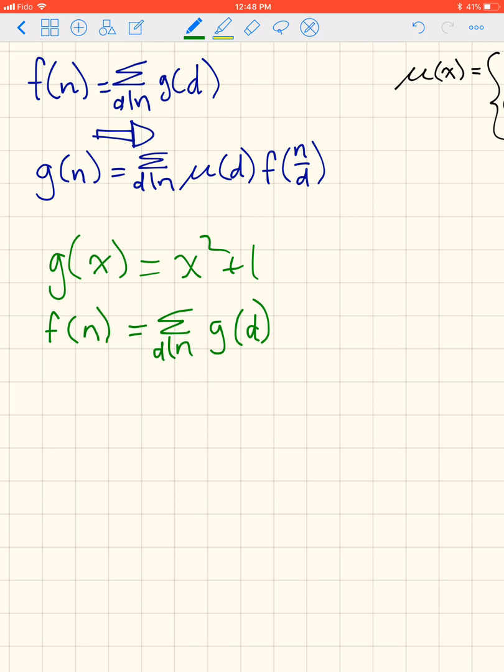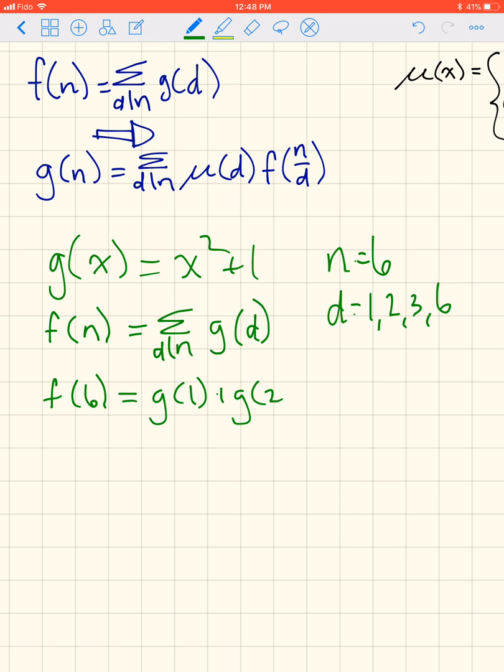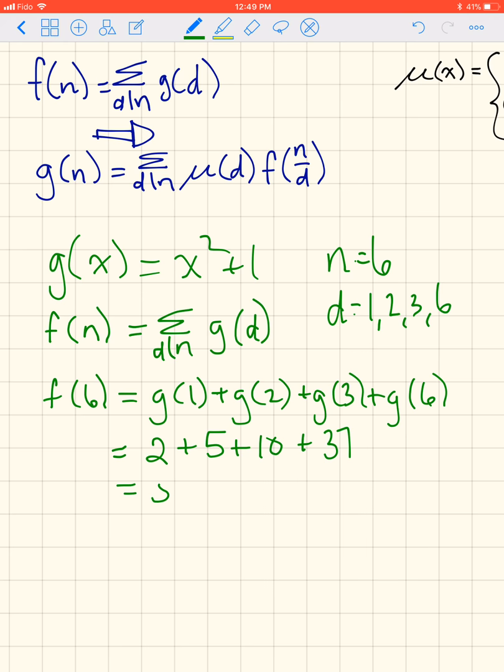So for instance, my g of x here, let's say we're going to apply it to n equals 6. The divisors of 6 are 1, 2, 3, and 6. So f of 6 would be the sum over the divisors, so it would be g of 1 plus g of 2 plus g of 3 plus g of 6. And g of x is just x squared plus 1, so we can figure that out. g of 1 is 2, g of 2 is 5, g of 3 is 10, g of 6 is 37. 47, so that's 54 if I've done that properly.